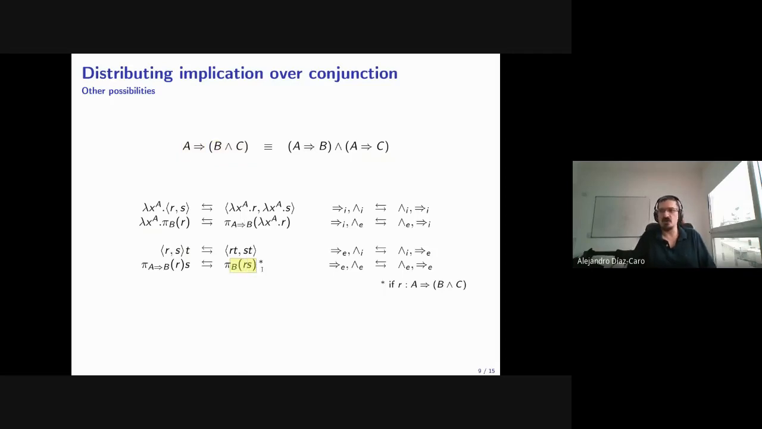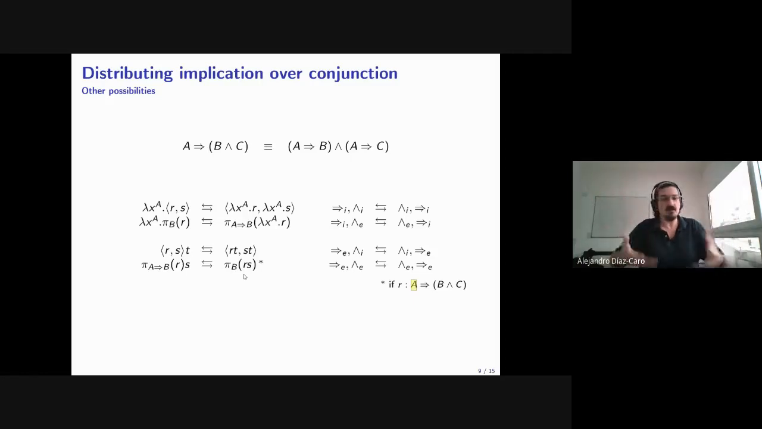Here, of course, you have to be careful because it's not always possible, because from R, you know that you can extract a proof of A and B, but you don't know what R is, so you have to ask that R is a proof of this type. So you can say, okay, R is expecting a witness of A. Okay, so here you have to give more choices.